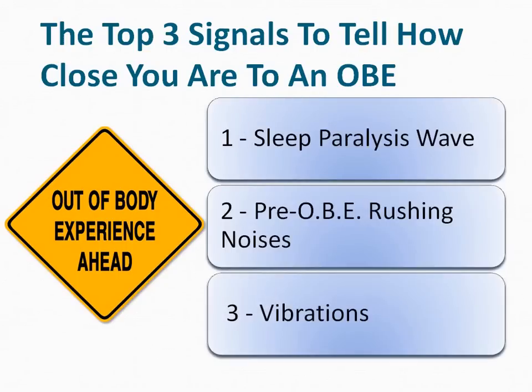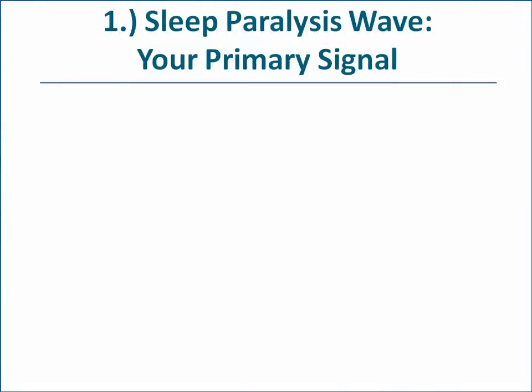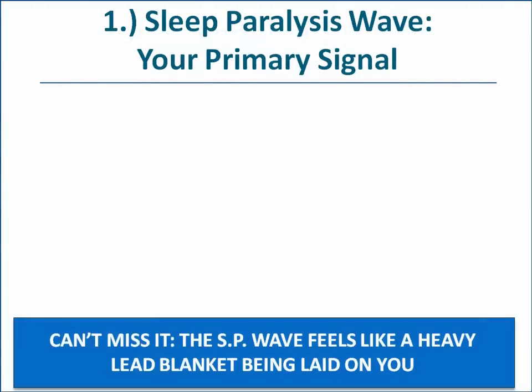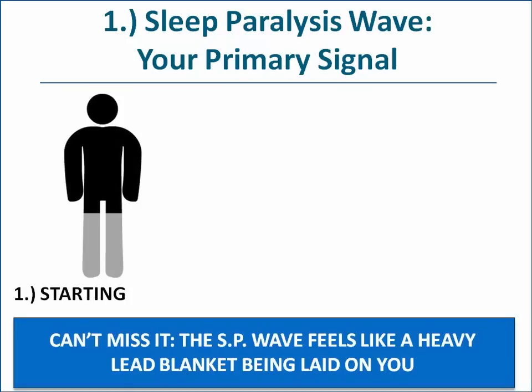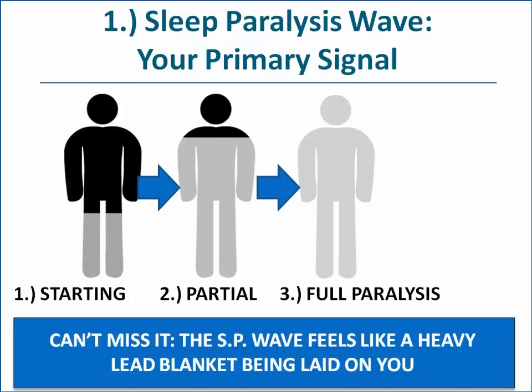We've already talked about the sleep paralysis wave in Lucidology 101 Part 2. Essentially, when your body shuts itself down in sleep paralysis, you'll feel something like a heavy lead blanket being laid on your body. This feeling is unmistakable and a sign that you're very close to success, and that you can use the exit techniques we'll cover in Part 12 to turn paralysis into an OBE.